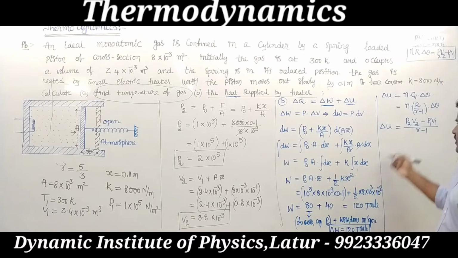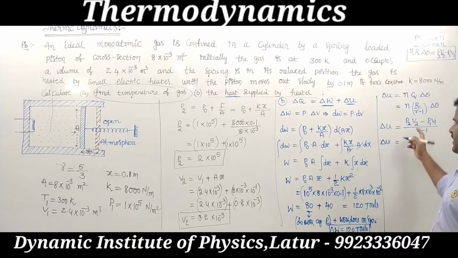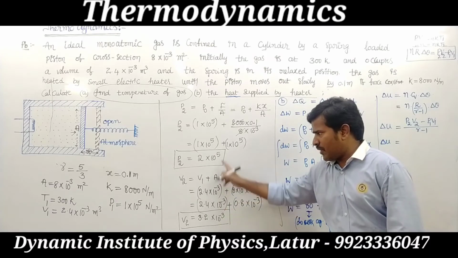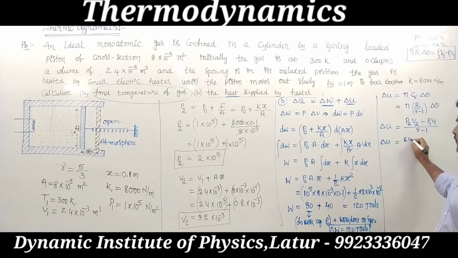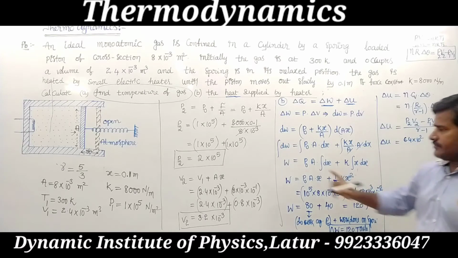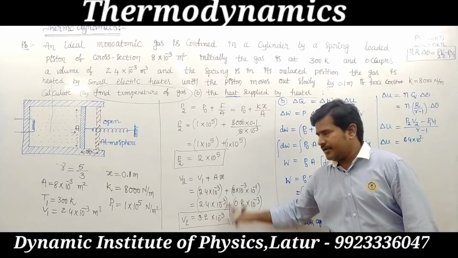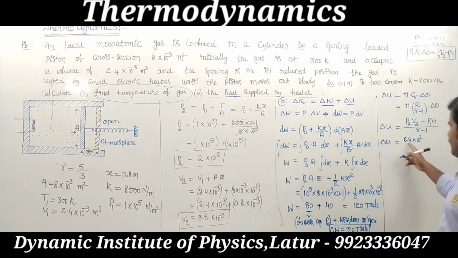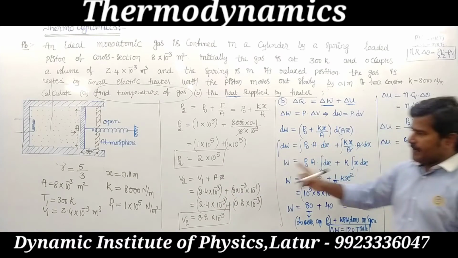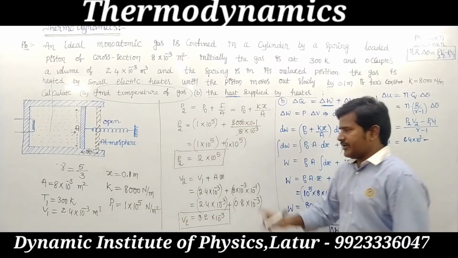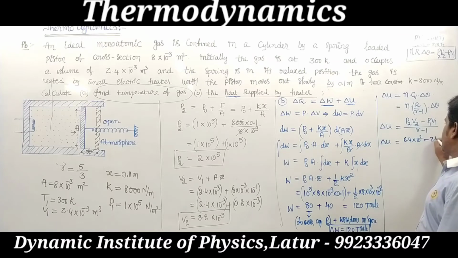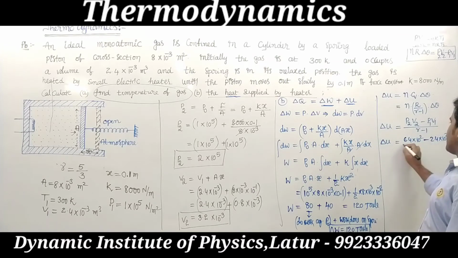This is the value. So delta U becomes P2 V2 minus P1 V1 upon gamma minus 1. P2 V2 is 6.4 into 10 square times 3.2 into 10 power 2, that is 6.4 into 10 power 2, minus P1 V1, which is written as 2.4 into 10 power 2, upon gamma value 5 by 3 minus 1.